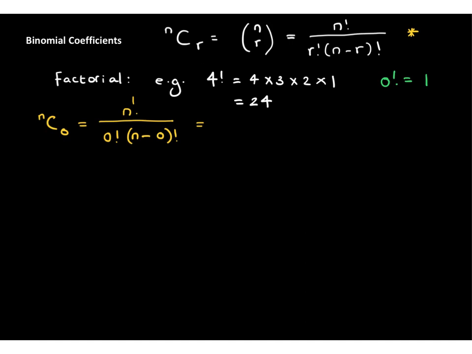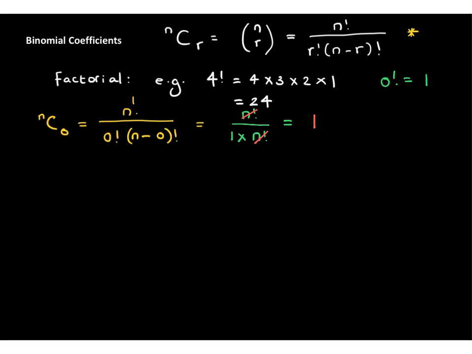So, this is now equal to n factorial over 1 multiplied by, now n take away 0 is n, so this simplifies to n factorial as well in the bracket. Now what happens here? Well, n factorial would cancel with n factorial, and the whole thing would simplify down to 1. Now, why does this make sense?